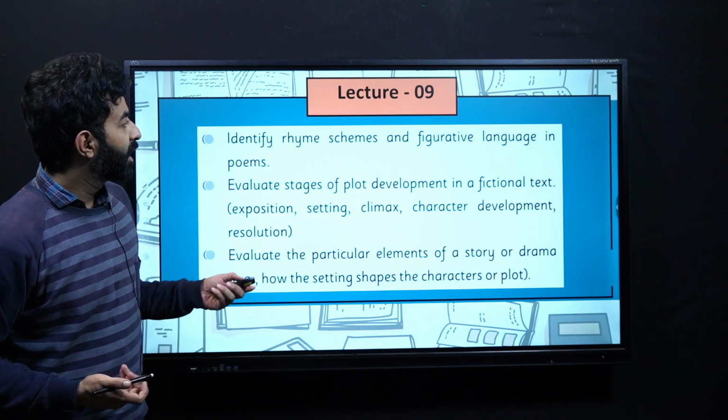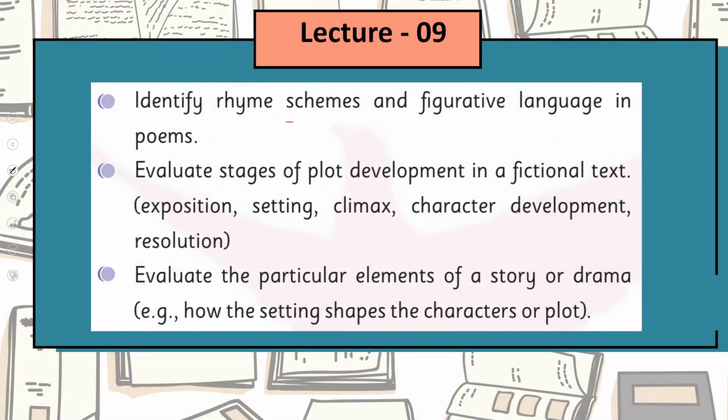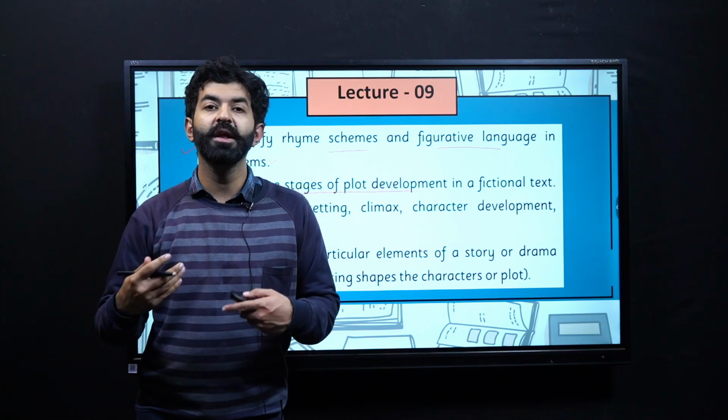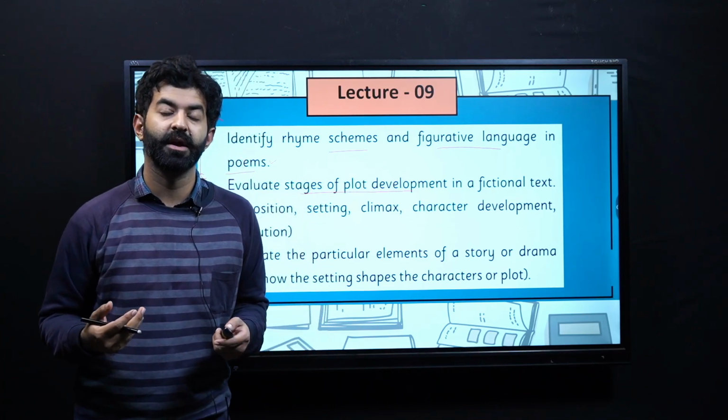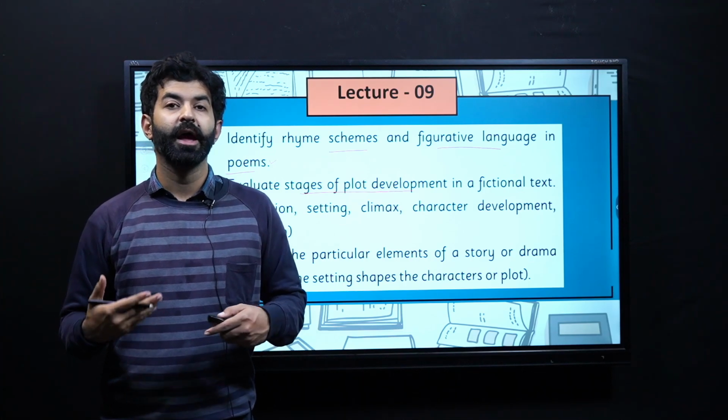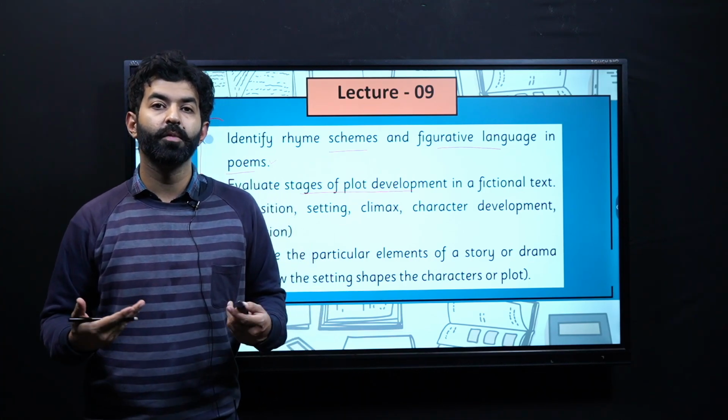Now, next up, identifying the rhyme schemes and figurative language in poems. We will go through different rhyme schemes and we will see how we can identify a rhyme scheme of the given poem, and you will be very happy to know that this will be very beneficial for you in the exam. Second is evaluate stages of plot. And we know what the stages of plot are, but we will explore this SLO. We know that there are 5 stages, yes, and we will revise it and we will learn more about it.